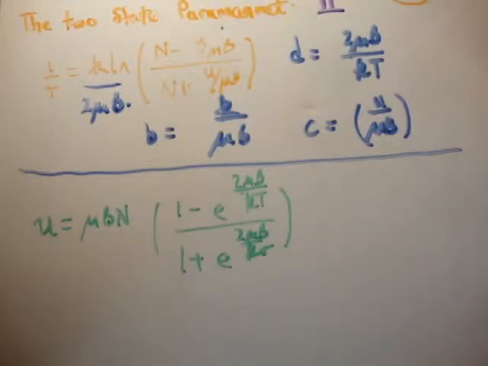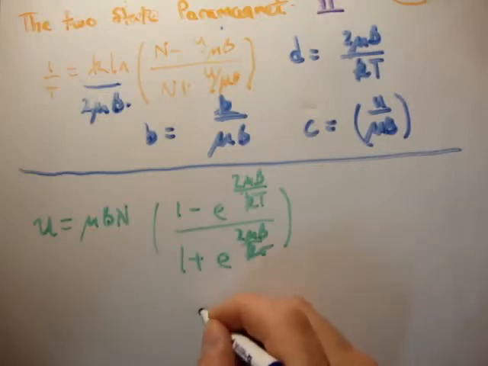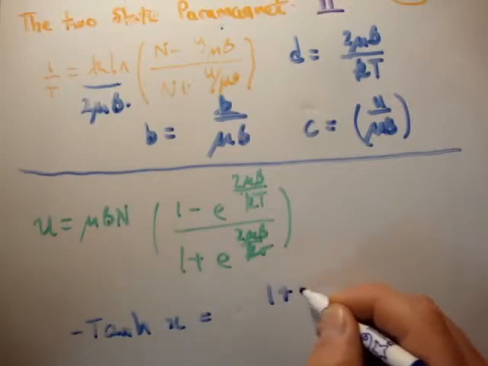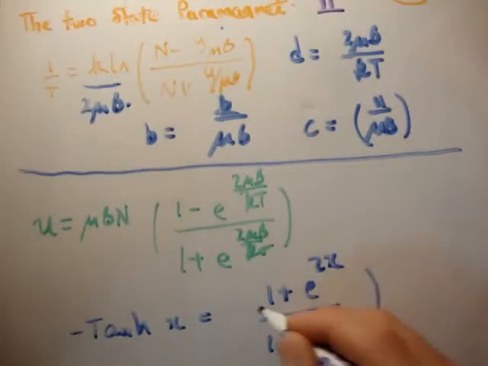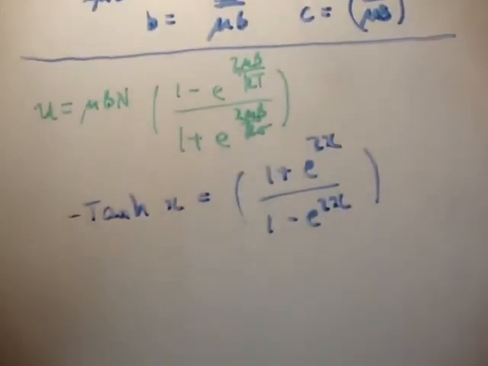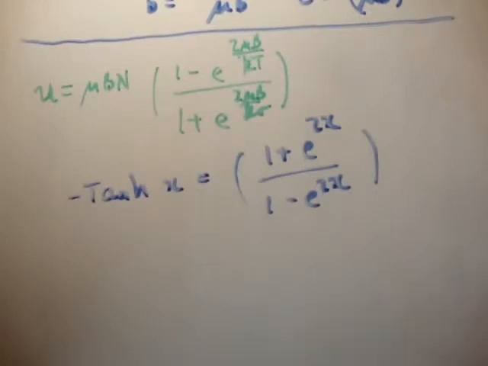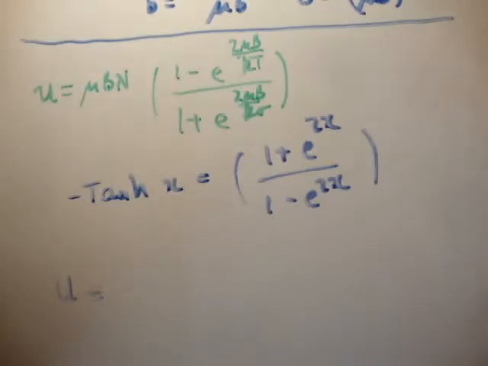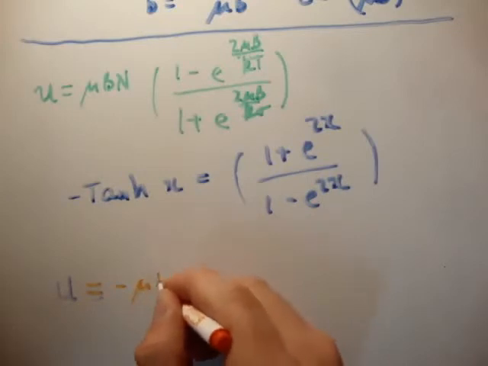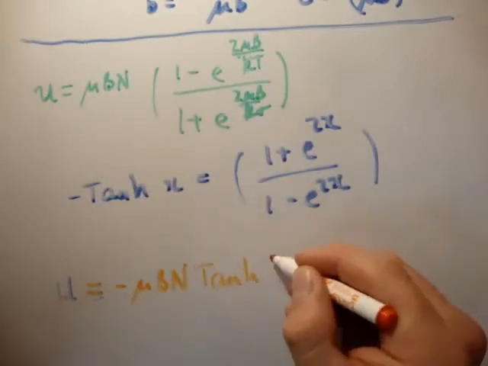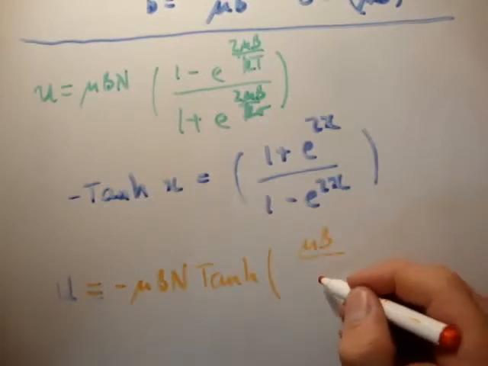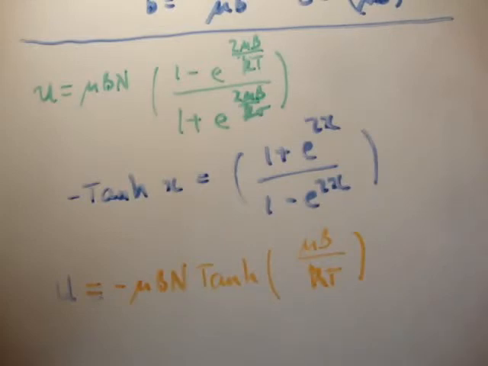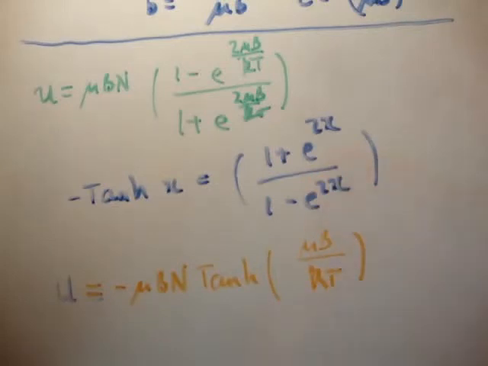So let's do the following. Sorry, there was a minus sign there. I may as well just write it out. Minus tan x. Okay, that's minus tan hyperbolic tangent. Like that. So the whole thing can be rewritten as u is equal to minus mu b n, the hyperbolic tangent of mu b over kt. Full stop. Now you might be wondering, where did the factor of 2 go? Well, the factor of 2 is part of the hyperbolic tangent, so that's where it went to.